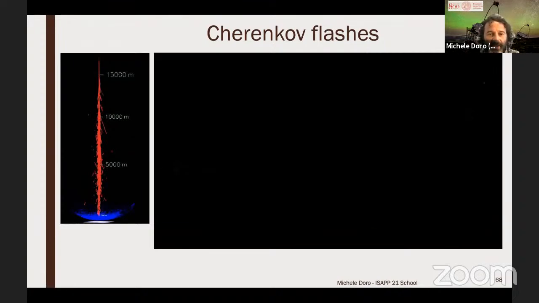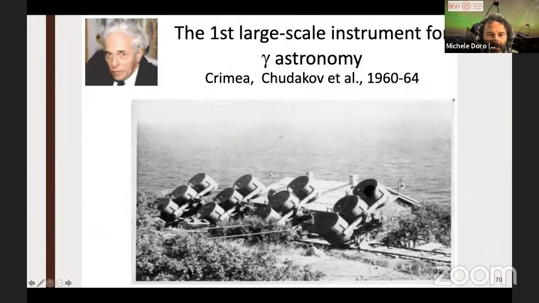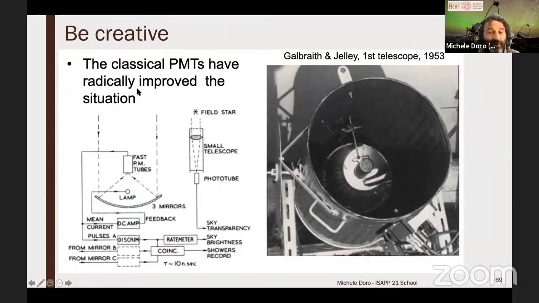Now, once this idea was put around in '48, I want to show you these things here. There were people that were really creative. So this Galbraith and Jelley, in 1953, that's the birth of the techniques that I'm working on. They took really, look at here, this is a dustbin, a pure dustbin. They put one photomultiplier tube looking toward the bottom, in which they had a reflector, a mirror system, and they were able to actually see these flashes of light.